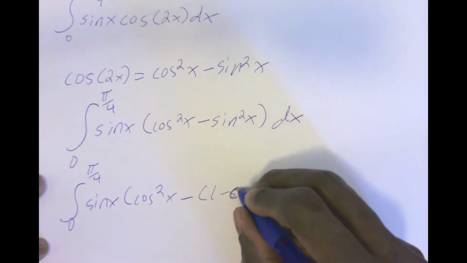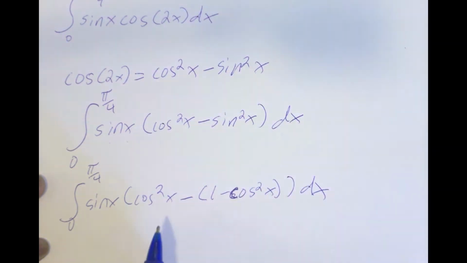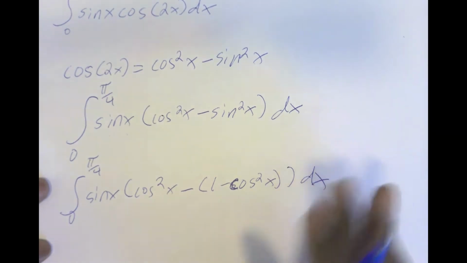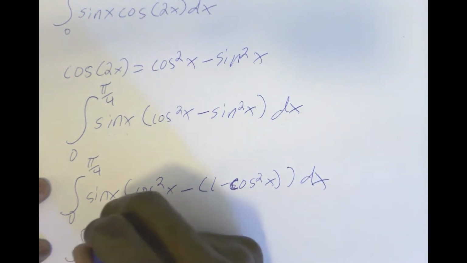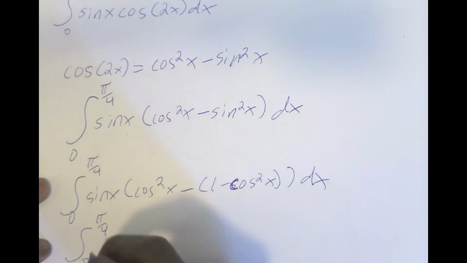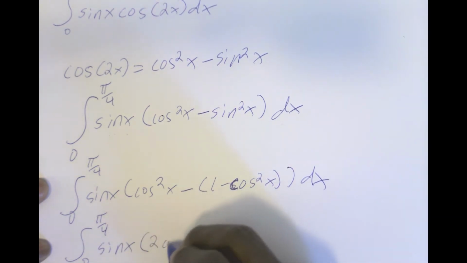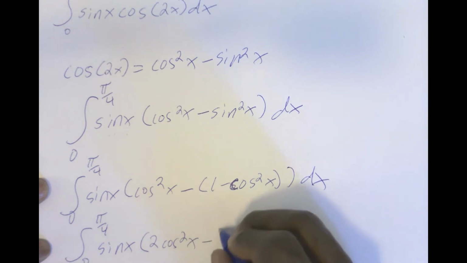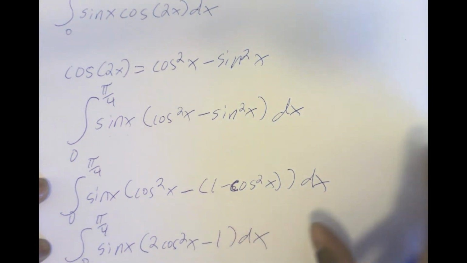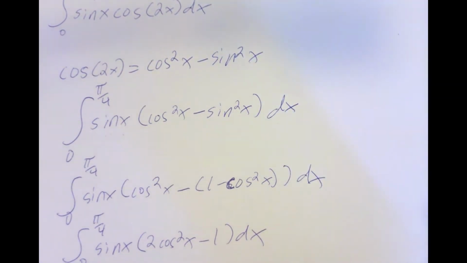All right. And so when we subtract a negative cosine squared x, we'll get 2 cosine squared x, and we'll get 2 cosine squared x minus 1. So this is the integral from 0 to pi over 4 of sine x times 2 cosine squared x minus 1 dx. And now it's in pretty good shape. So now it's primed and prepped for u substitution.